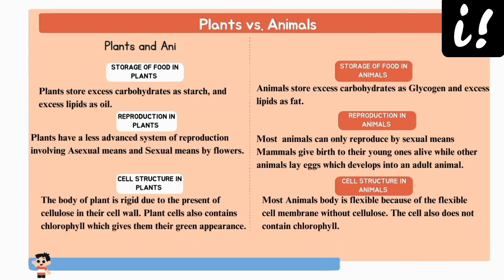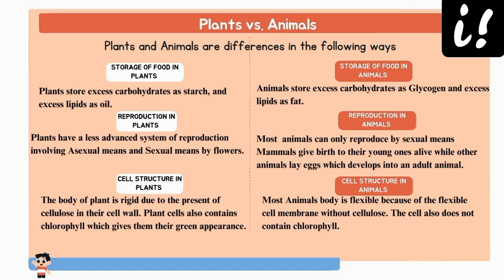Storage of food. Plants store excess carbohydrates as starch and excess lipid as oil. However, animals store excess carbohydrate as glycogen and excess lipid as fat. Reproduction. Plants have a less advanced system of reproduction involving asexual means and sexual means by their flowers. Most animals can reproduce by sexual means only.